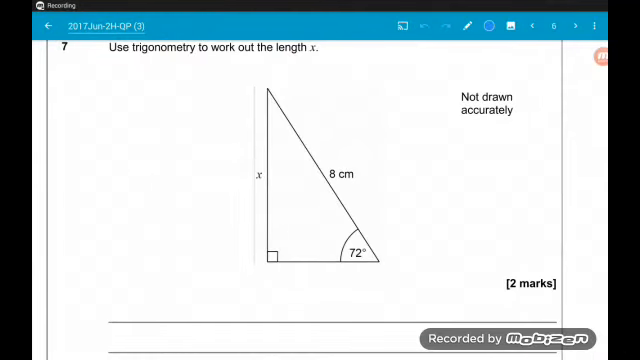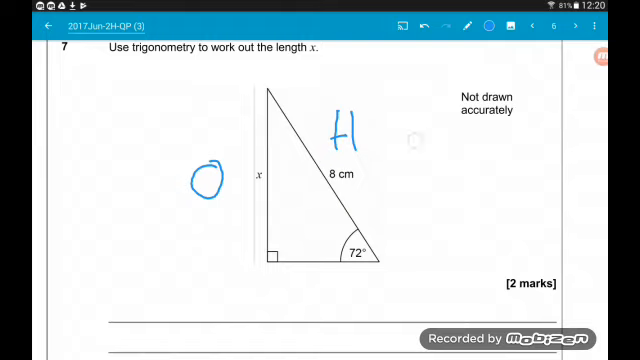Okay, question 7. Use trigonometry to work out the length x. So it's nice here they're actually telling us exactly what they want us to do. So it's SOHCAHTOA. So if we're dealing with this angle of 72 down here, side x is the opposite. The 8 is the hypotenuse. So if we go to SOHCAHTOA, work out which function we need. So, is it SOH? Yes it is, because we have O and H.